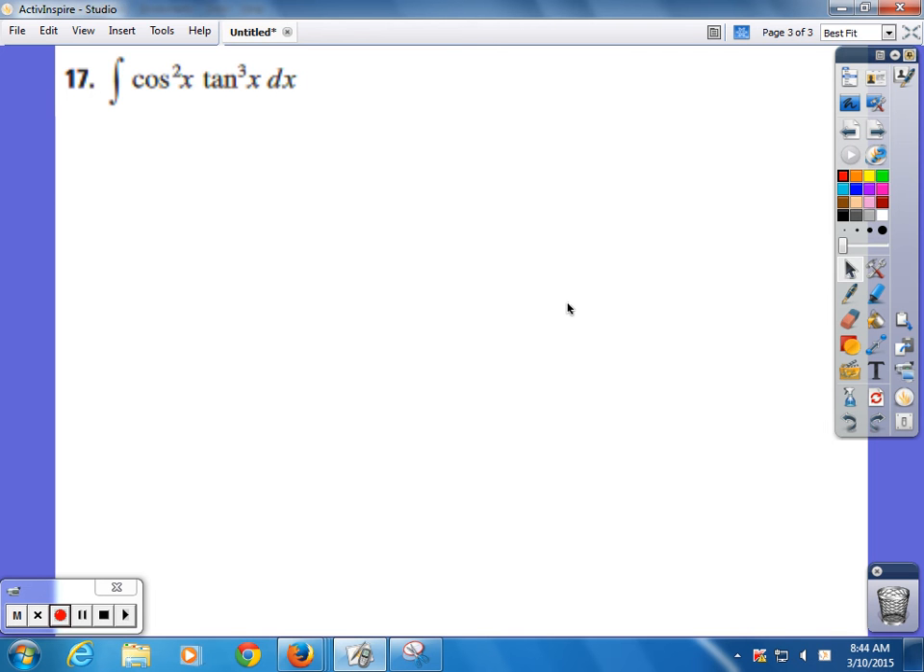Now this one, I would probably use your reciprocal identities. Do y'all remember in trig when the teacher was supposed to tell you, hopefully they did, that whenever you can, try to get everything in terms of sine and cosine? You remember that? Well, that still holds true.